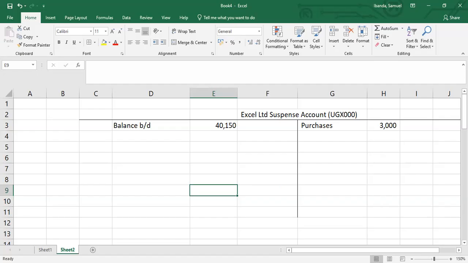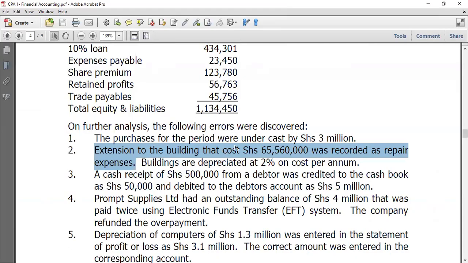Now, given that background, what we are going to basically do, for the extension to the building that costs that, is do the right thing. Like I said, how to correct this error is we do the right thing. So since they are telling us that the extension to the building that cost 65 million was recorded as repairs expenses, what you basically do is remove it from the repairs expenses, okay? But you know, expenses have a normal debit balance. So it means that this 65 was recorded on the debit side of the repairs expenses account. And what else you basically do is you now move it to the right account, which is what? Which is the buildings account. So that's the first thing that we are going to basically do.